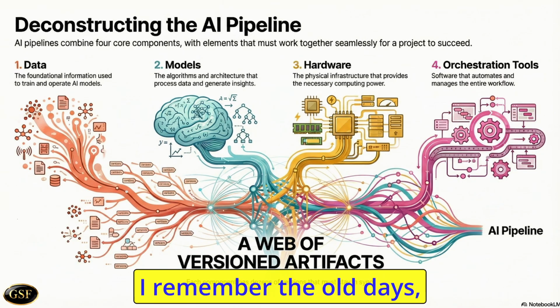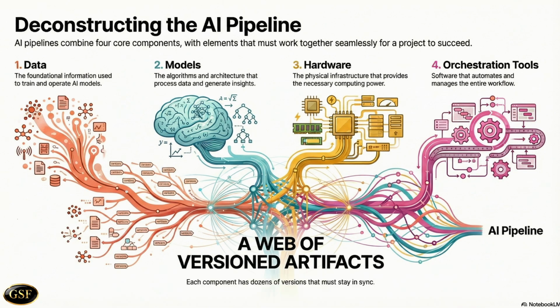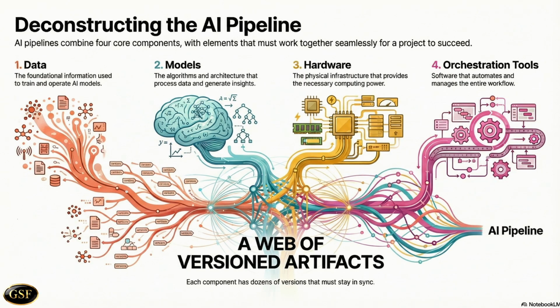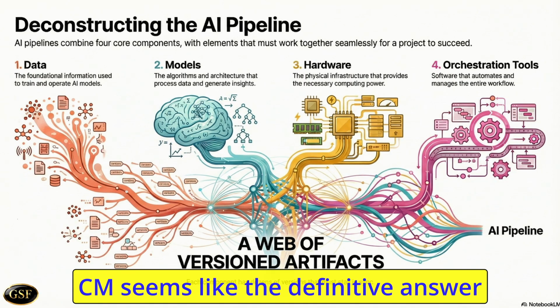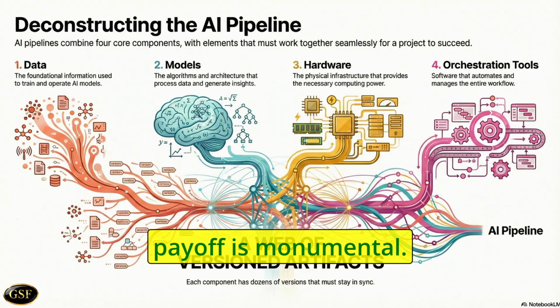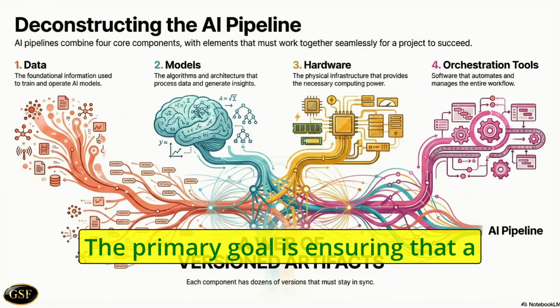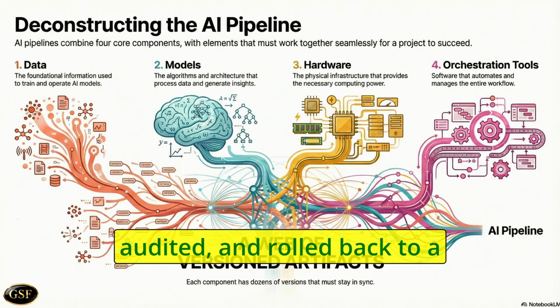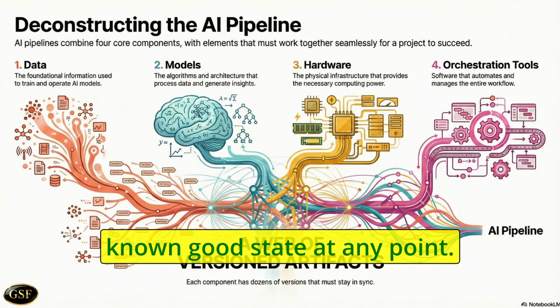I remember the old days, the classic developer headache of, well, it works fine on my machine. Why is the staging server broken? CM seems like the definitive answer to that decade-old problem. It is the definitive answer, and the payoff is monumental. The primary goal is ensuring that a system can be reliably reproduced, audited, and rolled back to a known good state at any point.